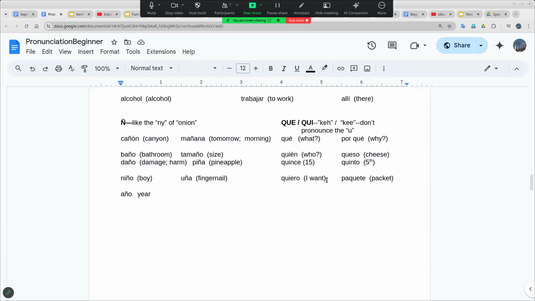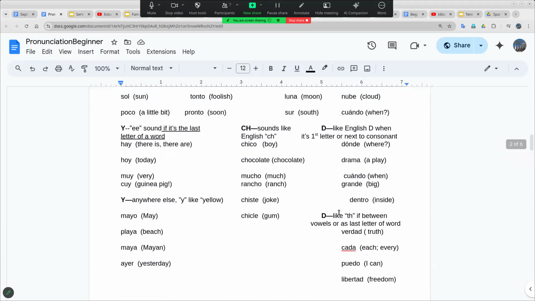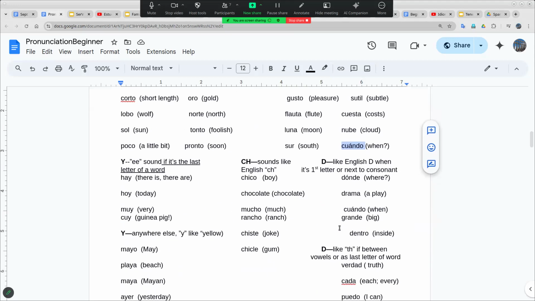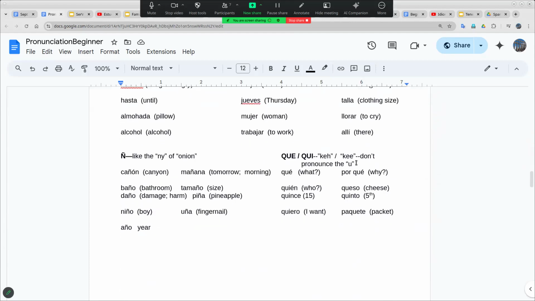We're going to take cleanup. Here's our cleanup. You learned that la letra U, the letter U, makes this sound like azul, cumbre, pluma, gusto, flauta, luna, sur, burro, cubre, puro, sutil, cuesta, nube, cuando. And it does always sound like that, except a few little exceptions. So this is why it's cleanup, because there are some exceptions.